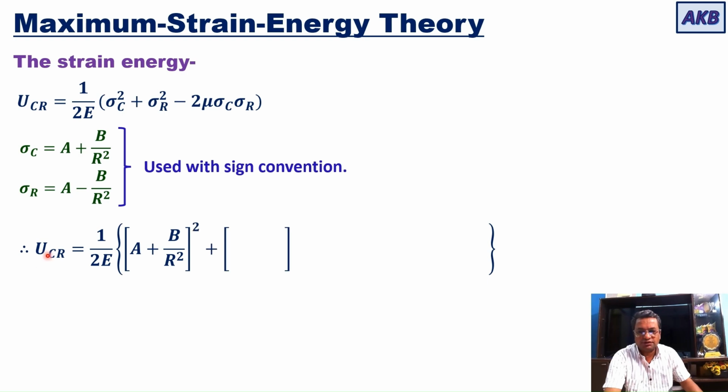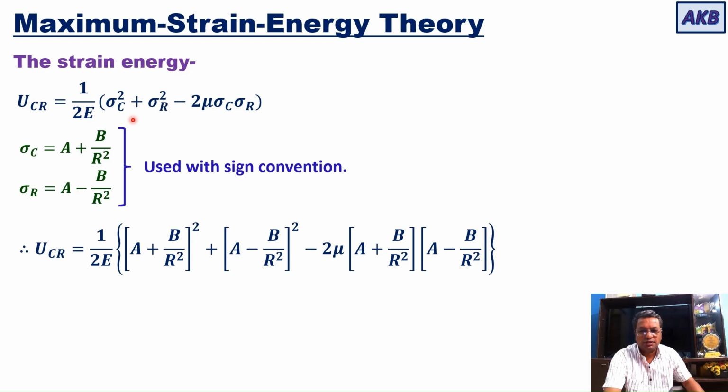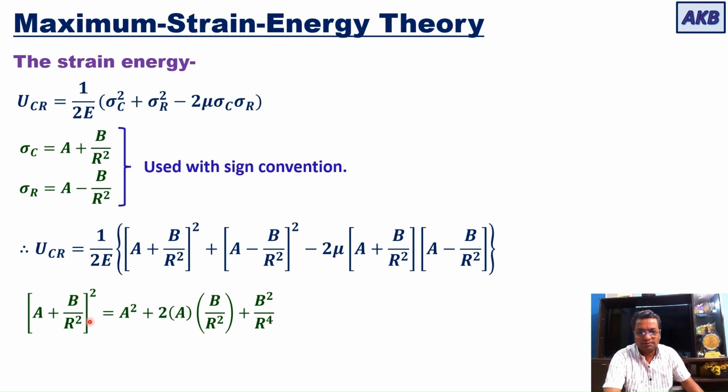So therefore you have UCR is equal to 1 upon 2E. I'm using equations for sigma C and sigma R. So you get UCR is equal to 1 upon 2E into (A plus B upon R square) square plus (A minus B upon R square) square minus 2 mu into (A plus B upon R square) into (A minus B upon R square). Now I will deal with each term separately.